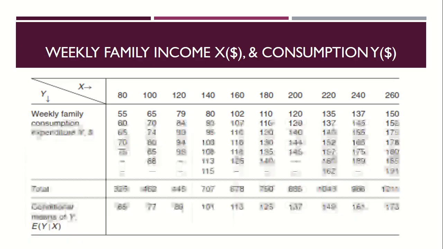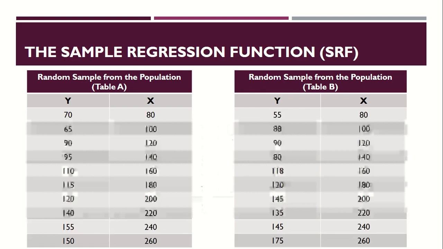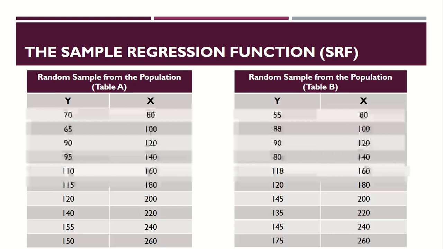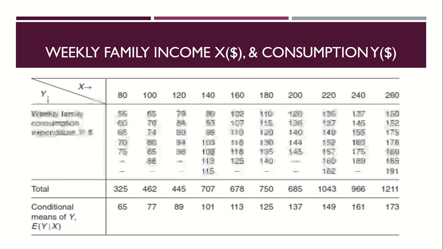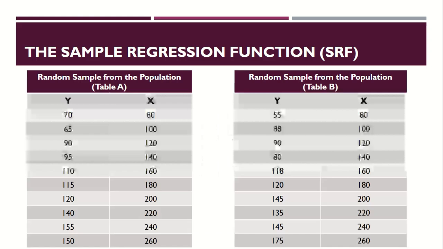Unlike the previous table, here we have only one y value corresponding to the given x values. That is, each y given xi in table A is chosen randomly from similar y values corresponding to the same xi from the population of this table. Similarly, we have one more sample from the population shown in table B. This is sample 1 and this is sample 2.